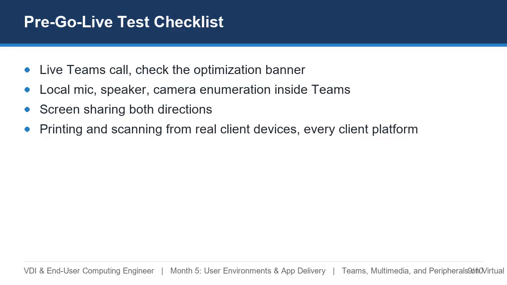Before shipping a new image to production, run a real checklist. A live Teams call with the optimization banner check. Local devices actually enumerating inside Teams instead of showing remote audio. Screen sharing tested both ways. Printing and scanning from real client hardware. And critically, test this on every client platform your users actually use. Windows app on Windows doesn't behave identically to Windows app on macOS, and optimization rollout hasn't been uniform across platforms.